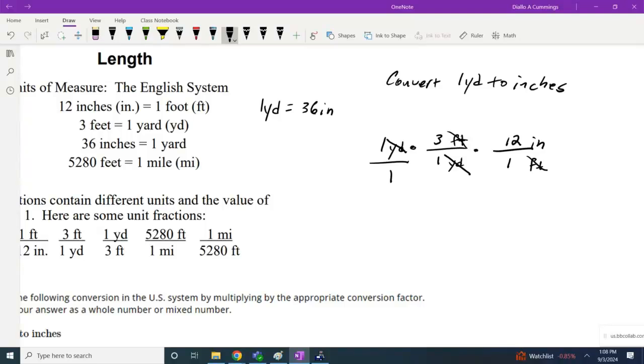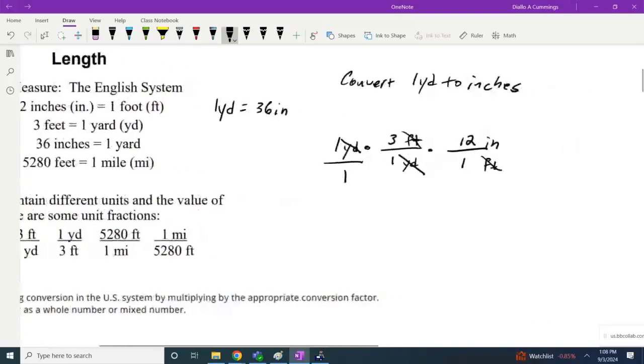Now I'm going to just multiply all this stuff across. So 1 times 3 times 12 is 36. I'm going to keep my unit inches. And in the denominator, I have ones, and my foot and my yard have canceled. So 1 yard is equal to 36 inches. All right, so I had to use a couple of conversions.